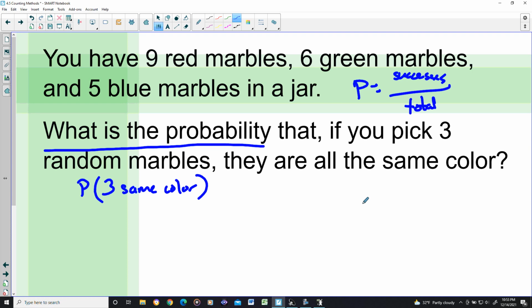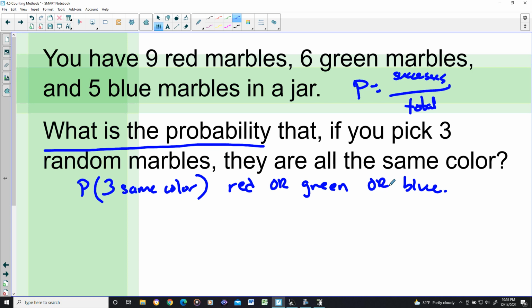Okay, so probability of 3 of the same color. Well, we have red, we have green, and we have blue. So they must all be the same color. So it could be red or green or blue. And the word or, in terms of counting outcomes, if this can occur, or this can occur, or this can occur, if any one of them is okay, then we can simply add all those together.